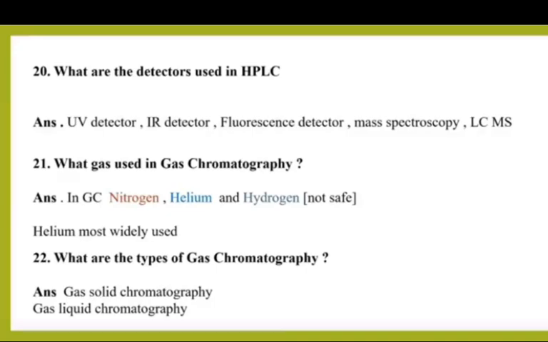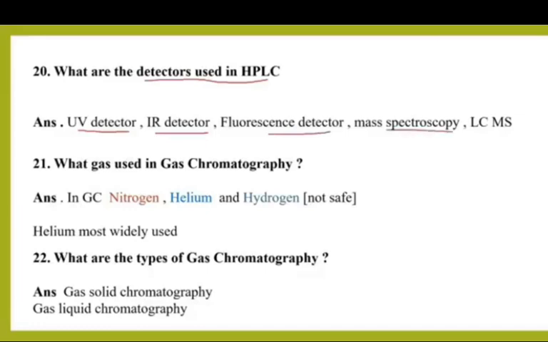So coming to the next question, which is what are the detectors used in HPLC? Detectors used in HPLC. So I think this question is already repeated. No, it's not repeated. So the detectors used are UV detector and IR detector, fluorescence detector, and mass spectroscopy.